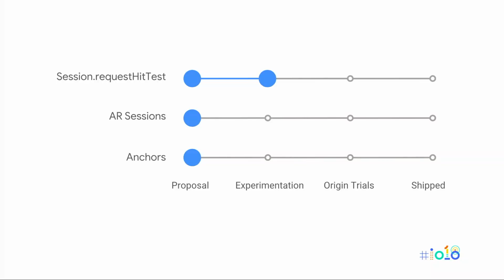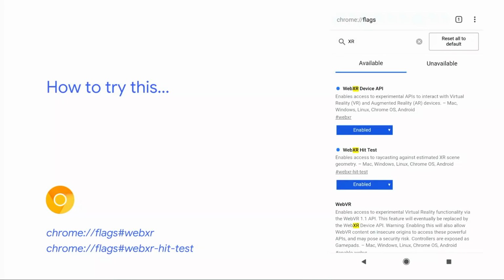I'm going to spend most of my time talking about the top two, AR sessions and hit tests, which were the two building blocks of the Shockmole demo that I showed you earlier. You'll notice that hit tests are in the experimentation stage, where the other ones are still being proposed. So what that means is they're more than just discussion, but not quite ready for origin trials. And practically speaking, the demo that I showed you earlier will work in Chrome Canary within the next week or two.